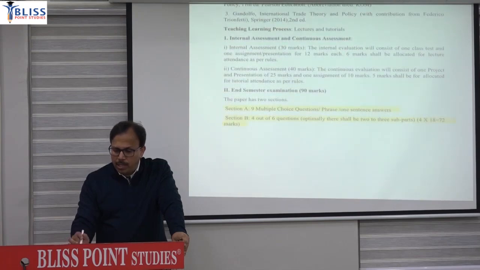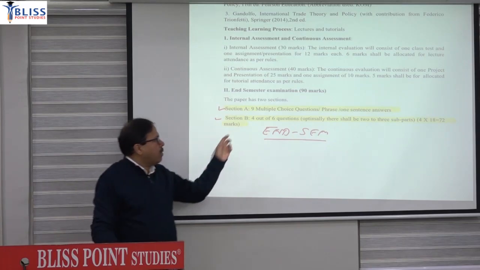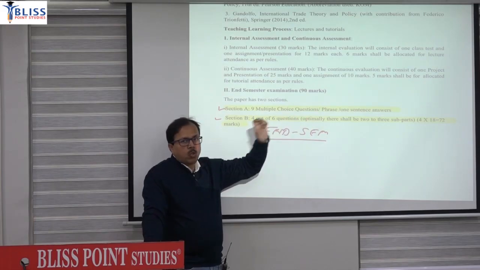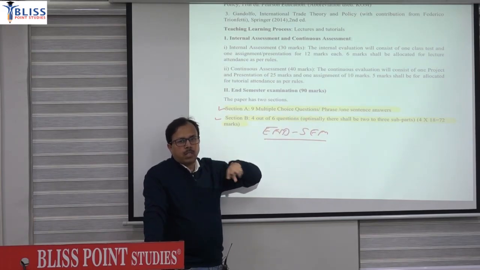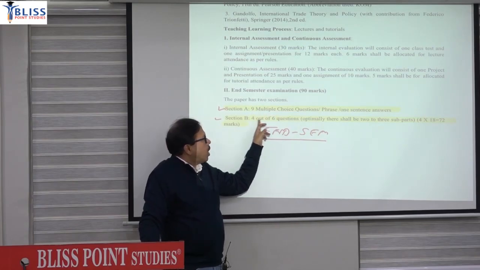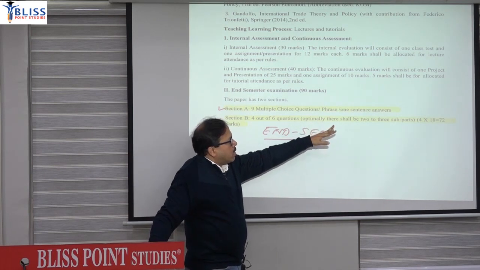the format of the end semester exam. It is already mentioned that there will be 2 sections in your question paper. This is the format for the end semester exam. First section will have 9 multiple choice questions, MCQ, or it could be 1 sentence answers. So short questions, 2 markers, there will be 9 into 2, 18 marks, that will be section A. And then 4 out of 6 questions. Optimally, there shall be 2 or 3 sub parts.